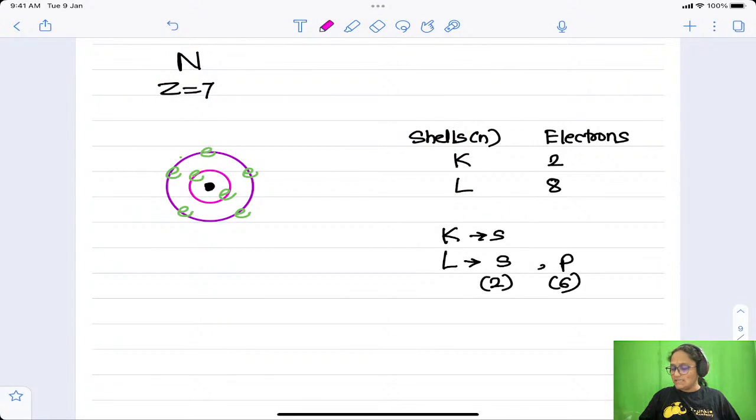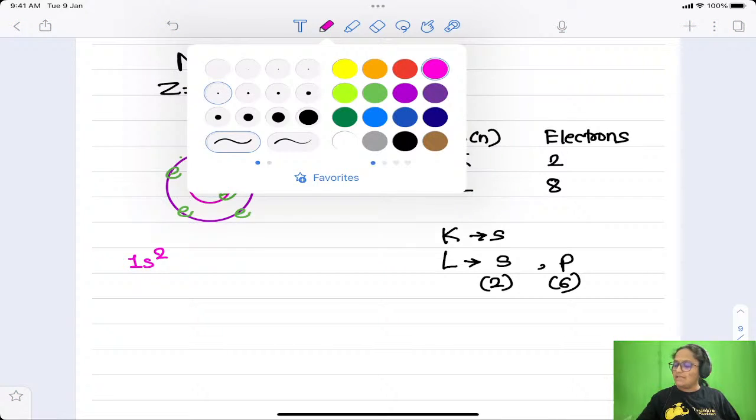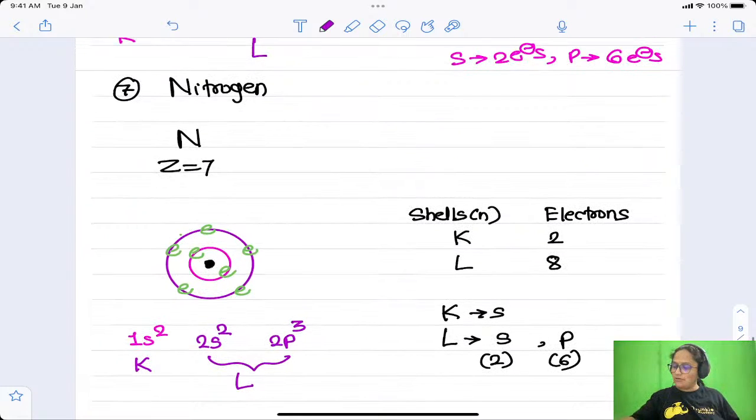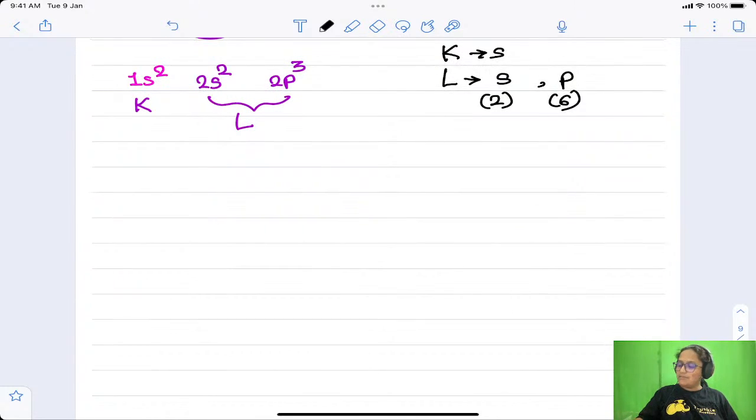First of all, the K shell is going to be the same for all. Then the L shell has 2s and 2p. Okay, so this is for the L subshell. This one is for K. For s always 2, and the remaining 3 electrons will enter in 2p. Right? So what is the electron configuration for nitrogen? 1s2, 2s2, 2p3. Right?